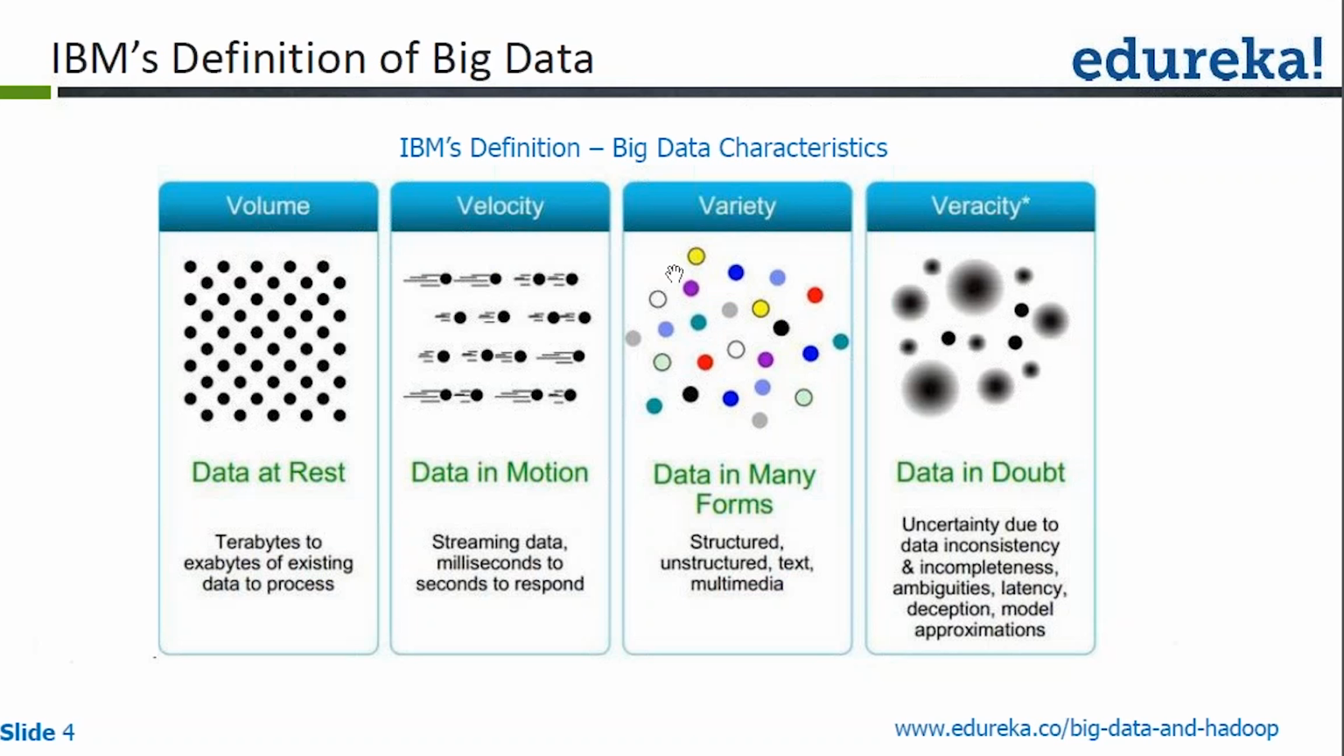Sometimes a few people argue that veracity should also be included as a characteristic. Few people argue that it is not a characteristic of big data, it's a characteristic of the data, just the data, right? It's not about the big data. So that's why veracity is mentioned with the star.